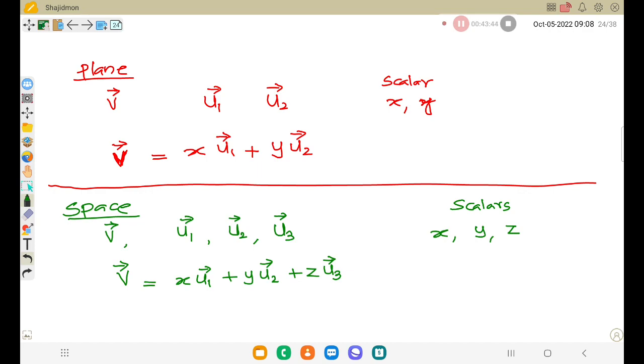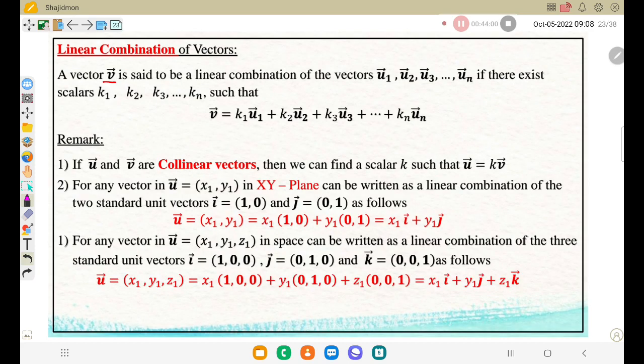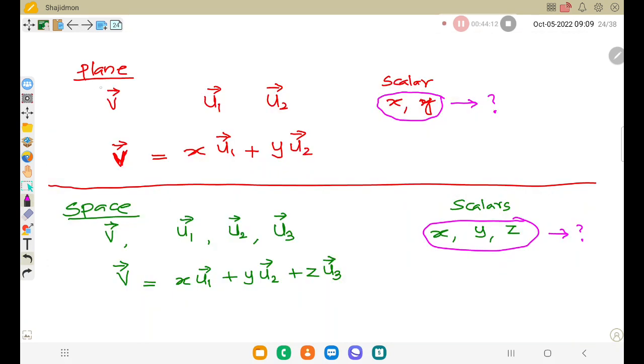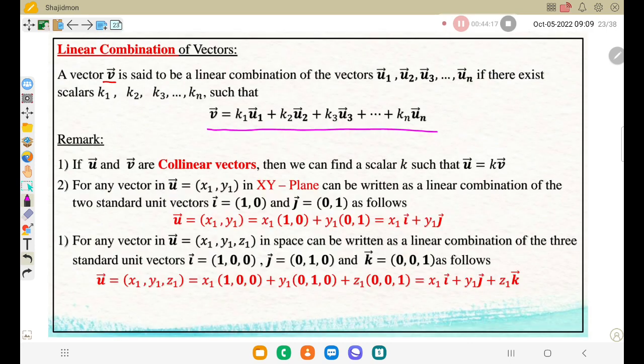So finding these numbers is the important thing. If you want to write the linear combination, we need to get these numbers x, y and z. If we can find these numbers, then we can write the linear combination. Otherwise, the linear combination does not exist. So this is the idea here: combine the vectors, multiply and add. This is the general form: vector v equal to k1 u1, k2 u2 up to the last. So at least remember these two: in plane, how can we write the linear combination, and in space, how can we write the linear combination?